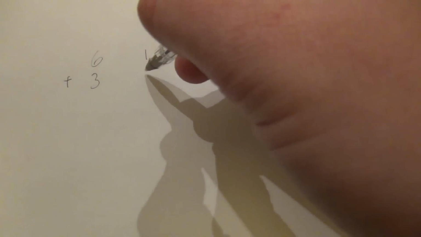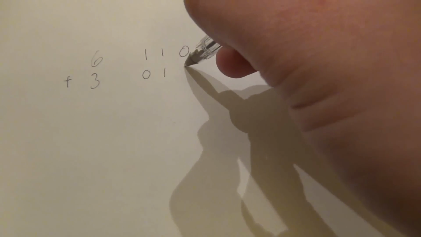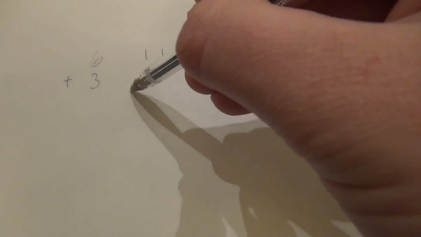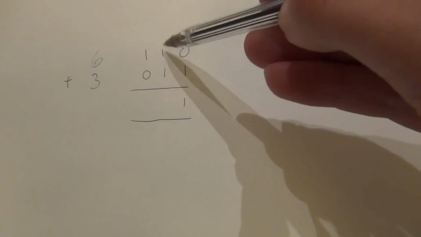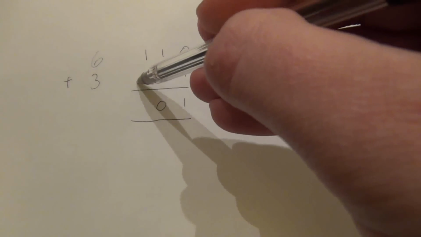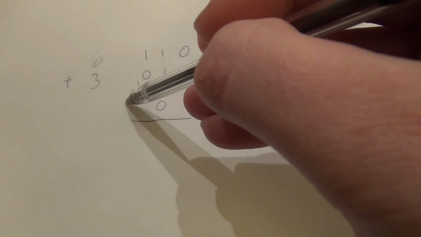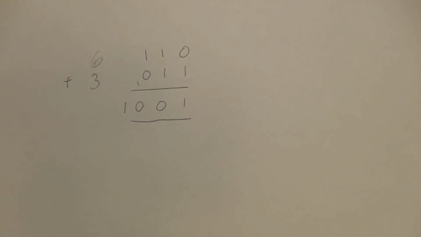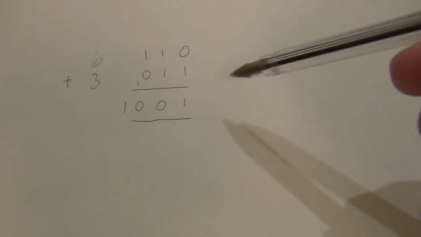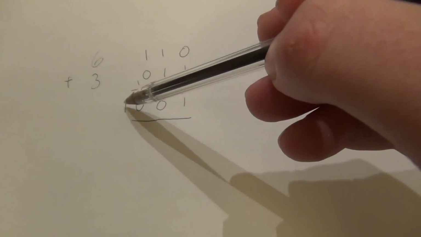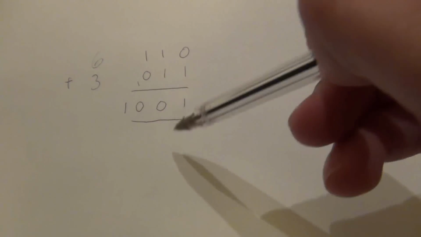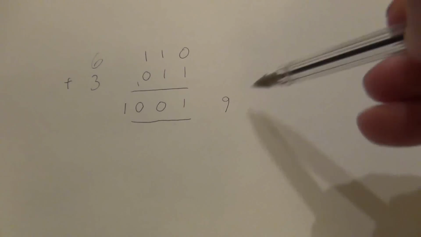This is just an example. Plus, let's say 3. Well, 3 is 0, 1, 1. Well, we'll add those up. Well, we've got 1. We've got 2 here, so we'll put a 0 and we'll carry 1. 1 and 1, well, so 1, 0, 0, 1. Okay? And 1, 0, 0, 1, well, we've got 1 unit, no 2s, no 4s, but 1 eight. So it's 1 eight plus 1 one, and that is 9 in decimal.